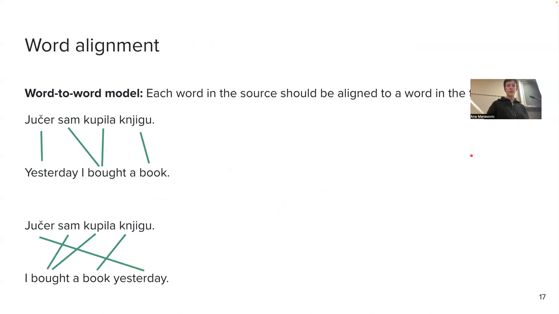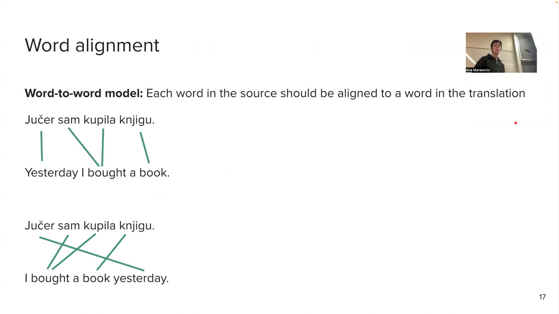Word alignment is an important concept. It's an idea, especially for word-to-word models, that each word in the source should be aligned to a word in the translation. So again, going back to my example in Croatian, "Jučer sam kupila knjigu", which literally translates to "yesterday I bought the book", you see that these words are connected to each other. "Jučer" is the same word as "yesterday". "Knjigu" is the same as "book". And then we see a little bit of strange things here. "Bought" is actually two words in Croatian, so two source words can align to one target word. And then if we translate it in a nicer way in English, we also see these weird things where now the first word aligns to the last word. So you have these complexities.